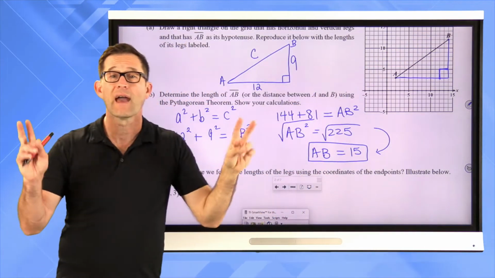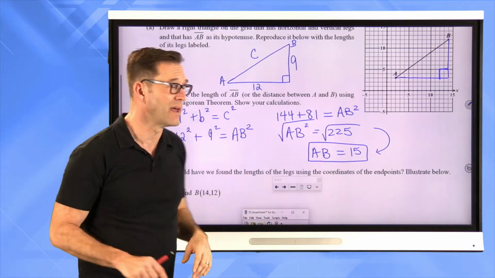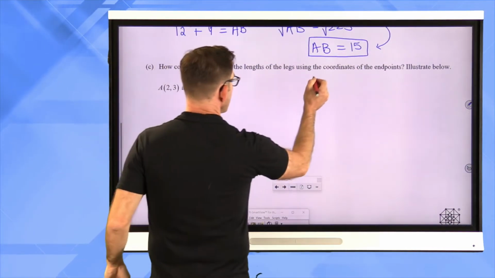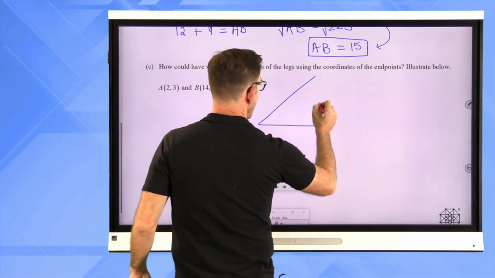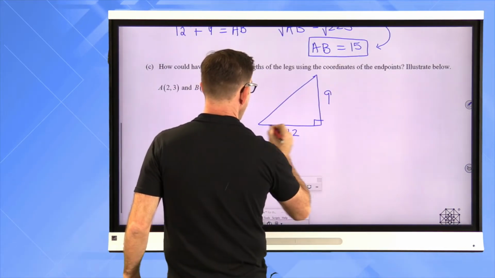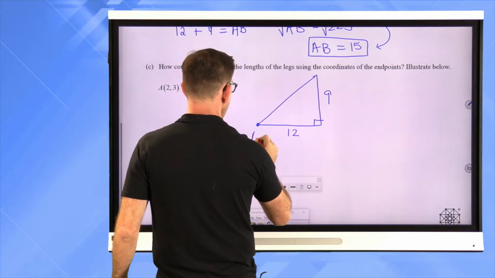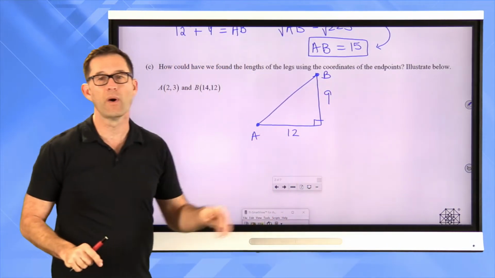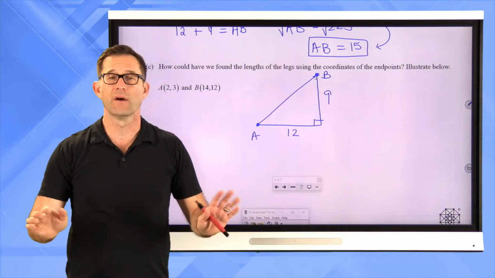I literally counted boxes, right? We don't want to have to do that. So let me bring it back down here. Remember, we had this was 12 and this was 9, and this was point A and this was point B. We want to be able to figure that 12 and 9 out without having to count.